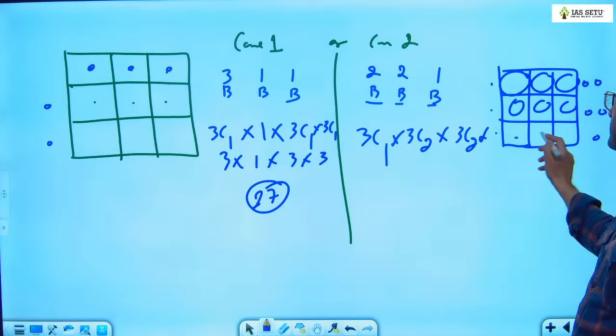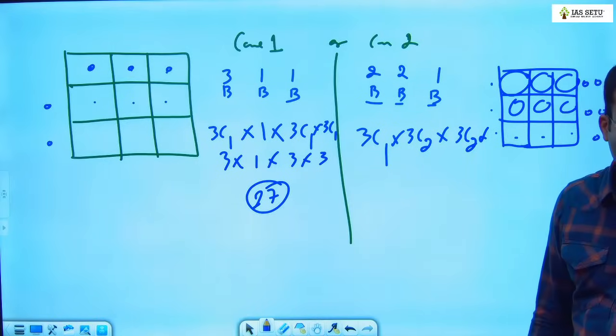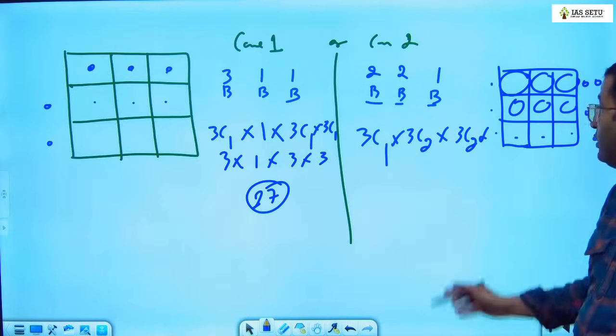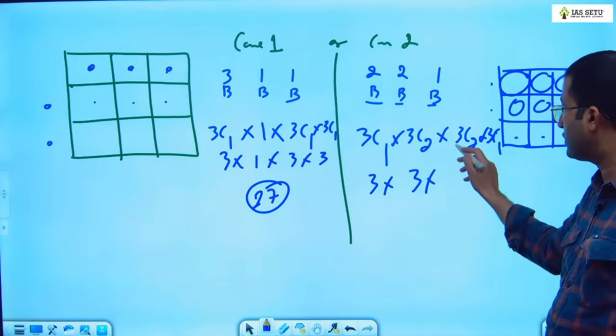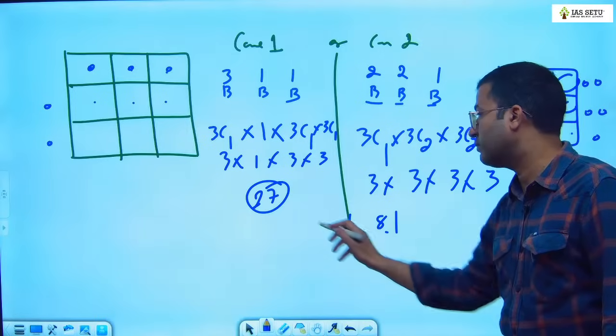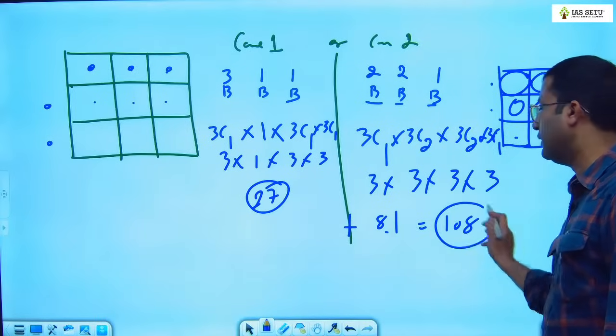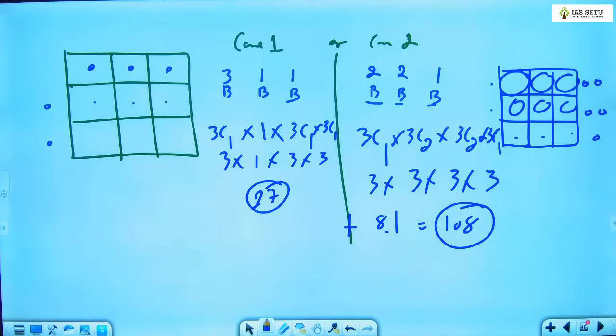3C2. These are 3 boxes. Out of 3 boxes how many boxes do I have to select? 1, because only one ball is left. 3C1. 3C1 is 3, 3C2 is 3, 3C2 is 3, 3C1 is 3. This gives 81. 81 plus 27 is 108. Apart from this, if there is any other way, tell me. Either you put 3 1 1 in a row, or 2 2 1. There is no other case for this question.